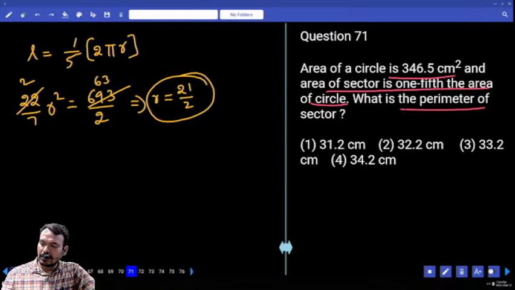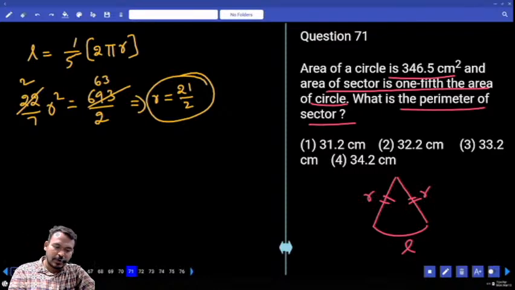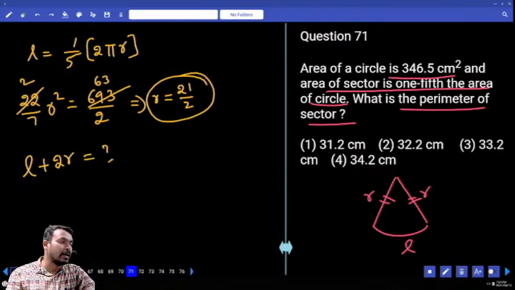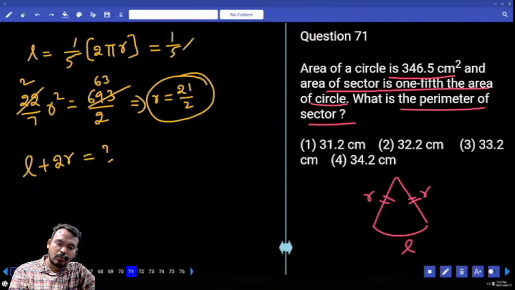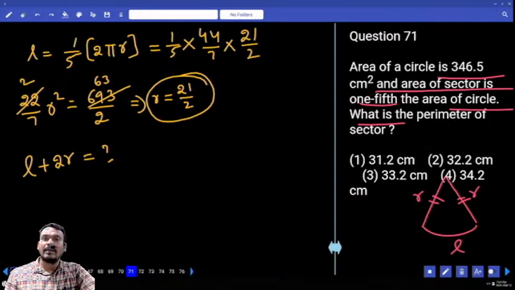And what is the question here? What is the perimeter of a sector? Perimeter of a sector means it is the length of the arc and it is radius and it is also radius, or not? Then perimeter will be L plus which one? 2r, or not? We required L plus 2r. That is equal to 1/5 into 2 pi r. What is the 2 pi? 44 by 7 into r value is how much? 21 by 2. Then we get the L value.